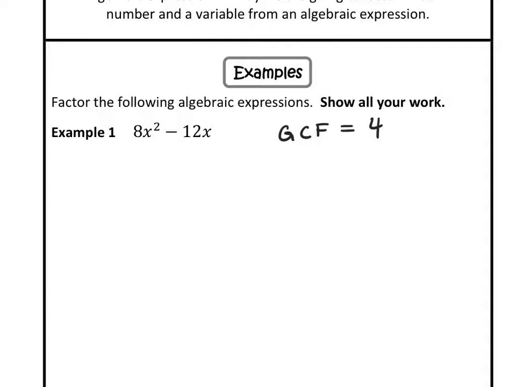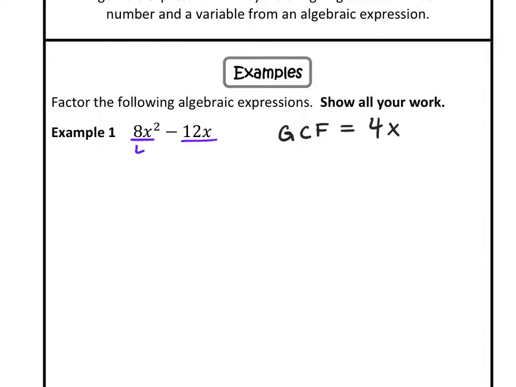Now let's look at the letters, the variables. They both have one x, right? This one has 2 x's, x squared, and this second one has 1 x. But do both of them have x squared or 2 x's? No, right? So the most x's they have in common is 1 x. Okay, so then we found our GCF. Our GCF is 4x.